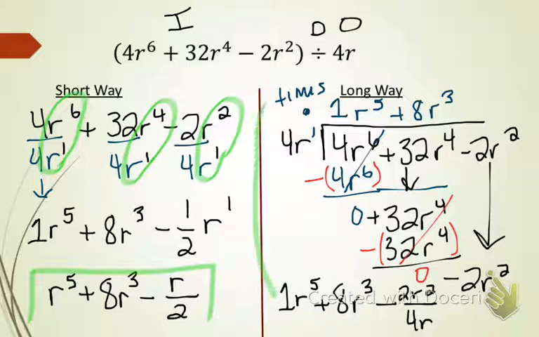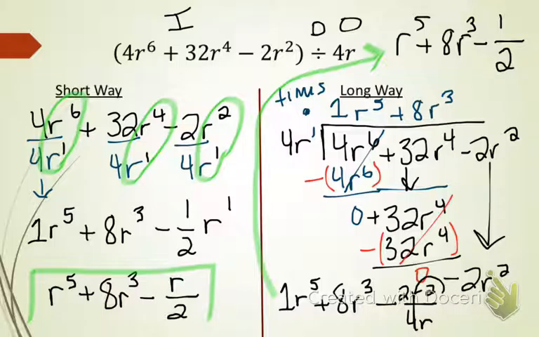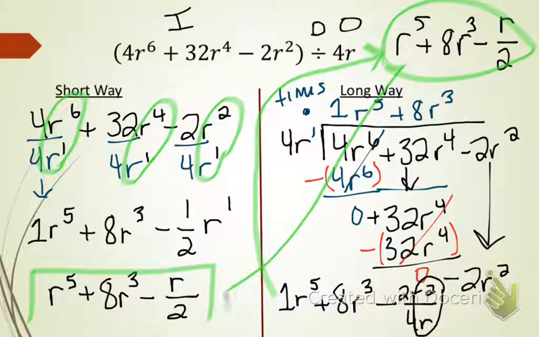So let me rewrite the answer over here. r to the power of 5 plus 8r to the power of 3 minus 2 divided by 4 is 1/2. r to the power of 2 divided by r to the power of 1 gives us r to the power of 1, and that is in our numerator. So really, this fraction will look like this. And this does look like that answer. Okay, I hope this helps.